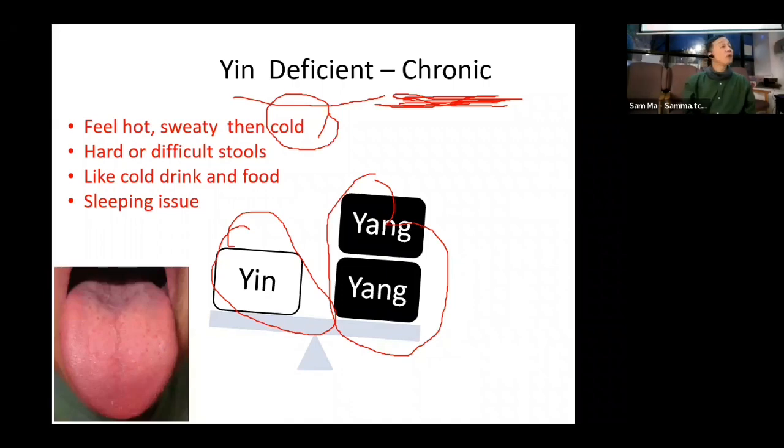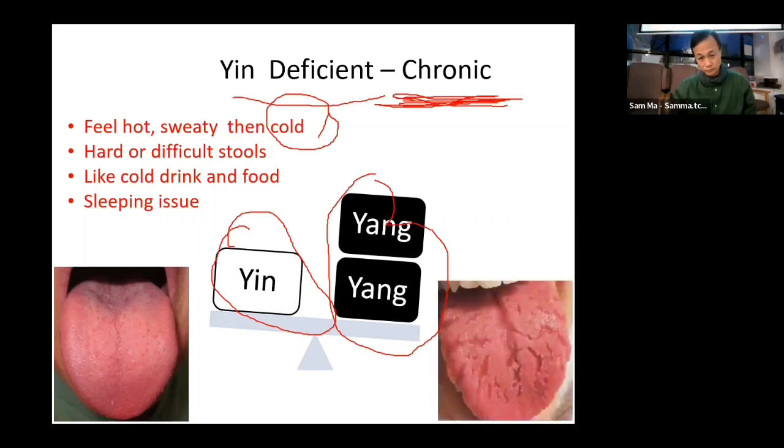Yeah, and even worse yin deficient, watch. You see that? A lot of cracks, random cracks on the tongue. So it's just an extreme condition of yin deficiency, okay? In my clinical experience, I only saw about 5 people with that sort of tongue, very, very bad. You know, when they stretch out the tongue, cracks everywhere.